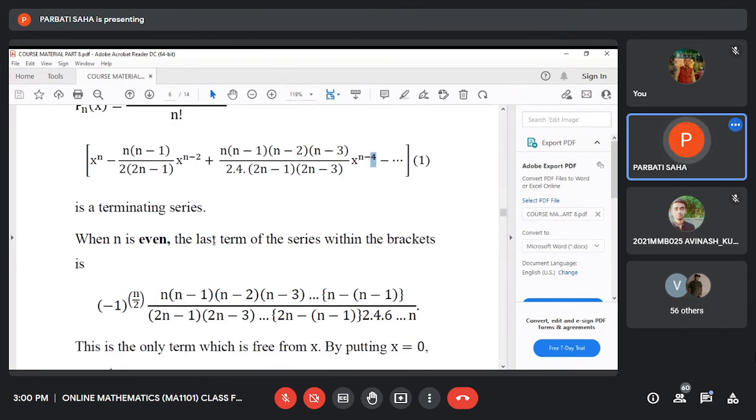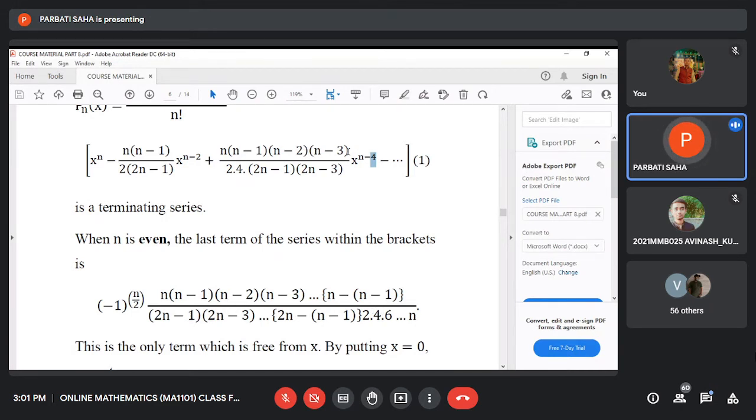And you see, the denominator should be like this in the last term. 2n minus 1, 2n minus 3, up to 2n minus n minus 1, and 2, 4, 6 up to n. So the last term looks like this.